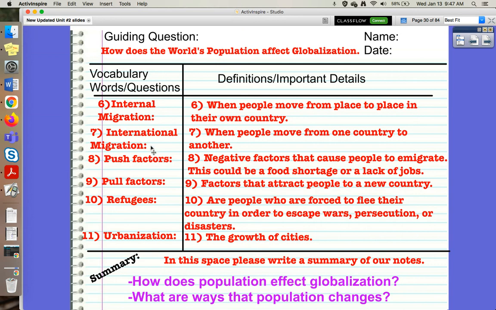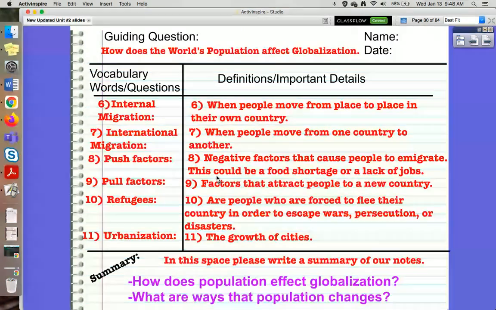People move for a lot of different factors, and this is something that geographers study really heavily. So there's something called push factors and pull factors. Push factors are negative factors that cause people to emigrate with an E, which is to exit. Okay. This could be due to food shortages, lacks of jobs. There could be a natural disaster. There could be, like we're experiencing right now, a pandemic, and people want to move from wherever they are because it's not going great.